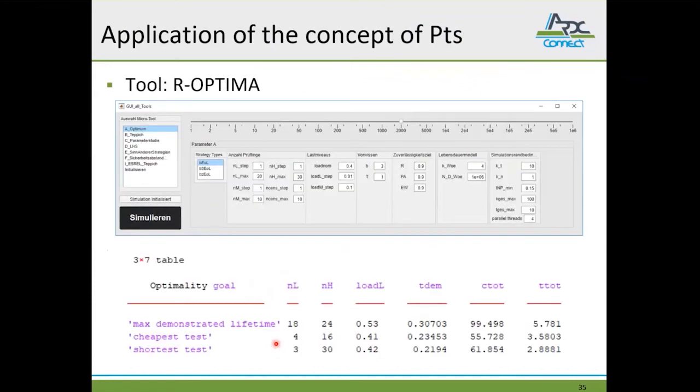Here at the Institute of Machine Components, we implemented all these ideas that we presented to you in a tool called Optima. This stands for Reliability Optimal Planning of Tests at IMA. IMA is the institute's name. And here you see the GUI of this tool.